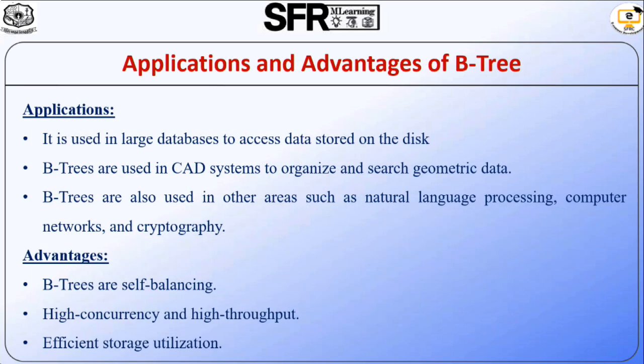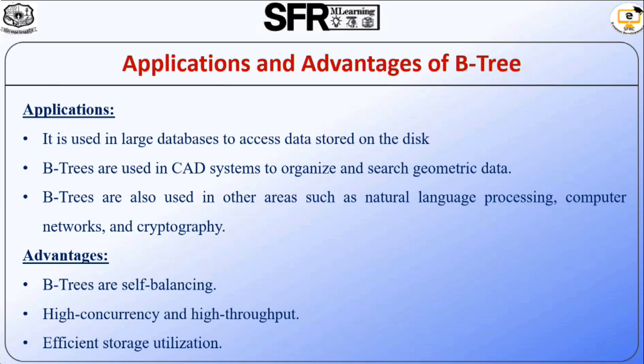So last one, we have discussed the applications and advantages of B-trees. B-trees are used in large databases to access data stored on disk, in CAD systems to organize and search for geometric data, and in natural language processing, networks, cryptography, in all fields. The advantages are notable: self-balancing, high concurrency and high throughput, efficient storage and utilization.